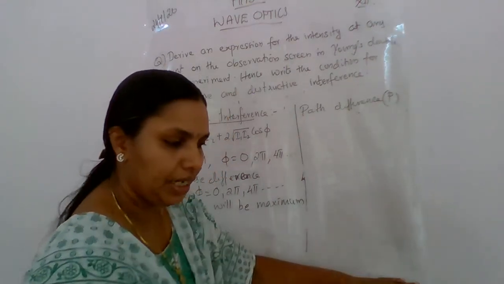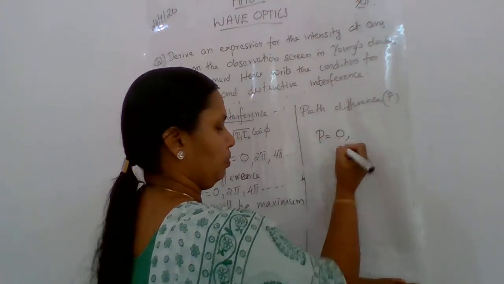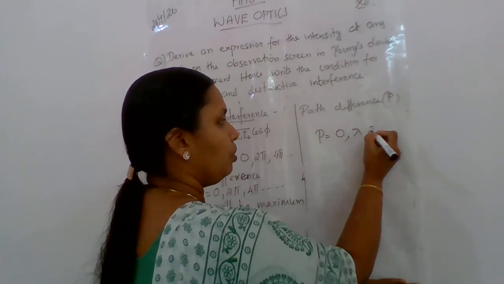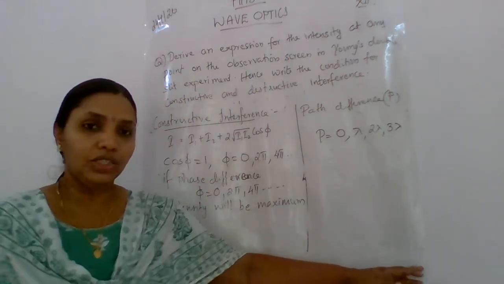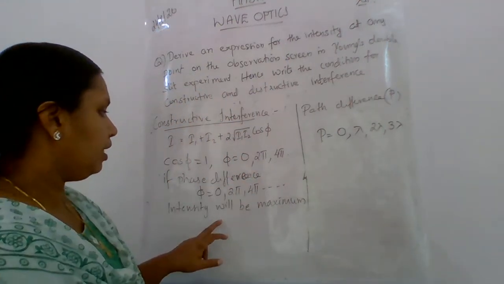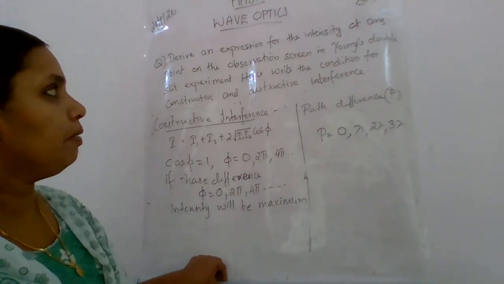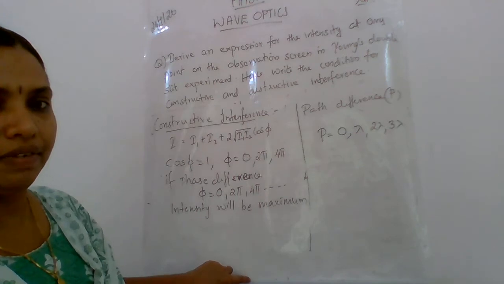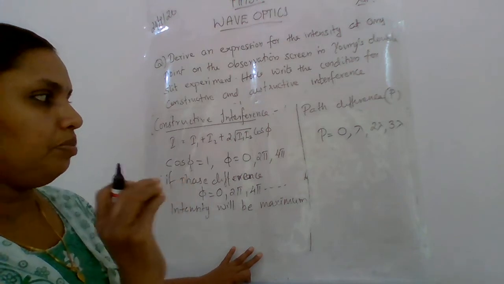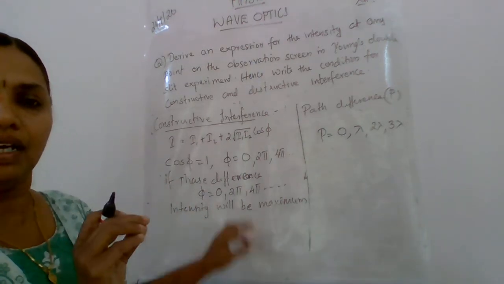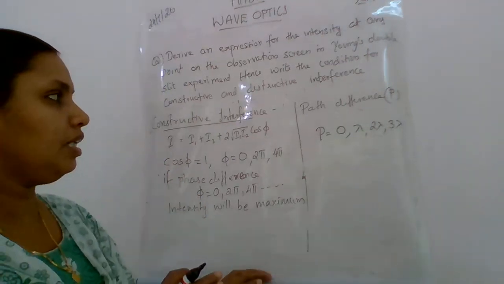So what can we write? We can write that if the path difference P is equal to 0, lambda, 2 lambda, or 3 lambda, in such cases also they undergo constructive superposition and the intensity will be maximum. Intensity maximum means what will be the brightness of that point? Yes, it will be more bright. That region will be a bright region, isn't it?